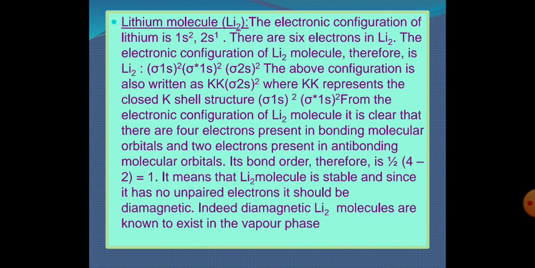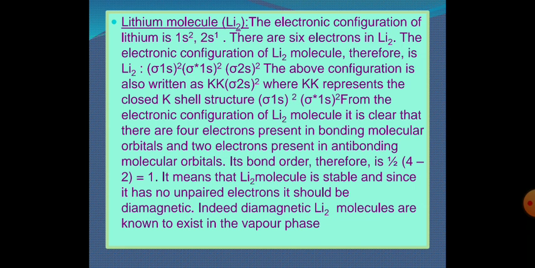And if we consider here lithium molecule, for lithium the electronic configuration will be 1s2 2s1. Therefore, if we consider bonding and anti-bonding molecular orbitals, the electronic configuration becomes sigma 1s2, sigma star 1s2, sigma 2s2, and is also written as KK sigma 2s2. Why? Because this KK represents the closed K shell structure, that is sigma 1s2 and sigma star 1s2. So instead of writing this, we can write the ground state electronic configuration as KK sigma 2s2.